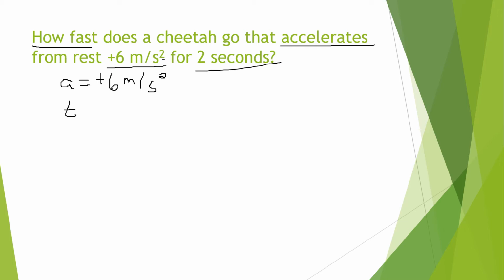2 seconds. So t equals 2 seconds. All right? So I have a and t. And when it says how fast, and I have an acceleration, that means I'm looking for a velocity. Here's my list of variables. So I have to pick out an equation that has all 3 of those variables present, and that would be this equation. I have the a, the t, and the v. It's all right there. Let's solve.